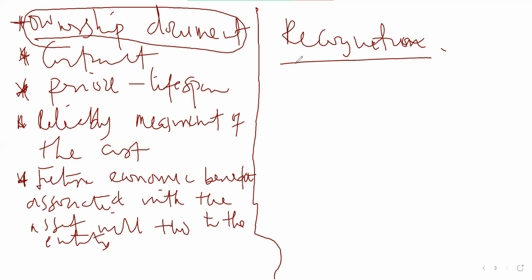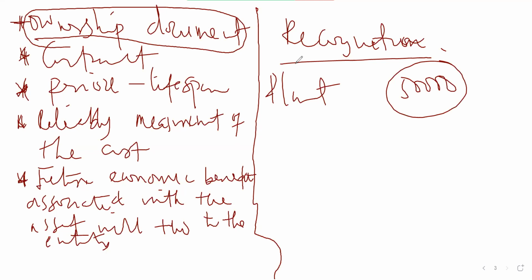Recognition means you putting the item on the face of the financial statement, or the item appearing on the face of the financial statement. So if you see plants on the face of a statement of financial position, 50,000, it means that they have recognized the plant. So recognition means the thing appearing on the face of the financial statement. That is the recognition.